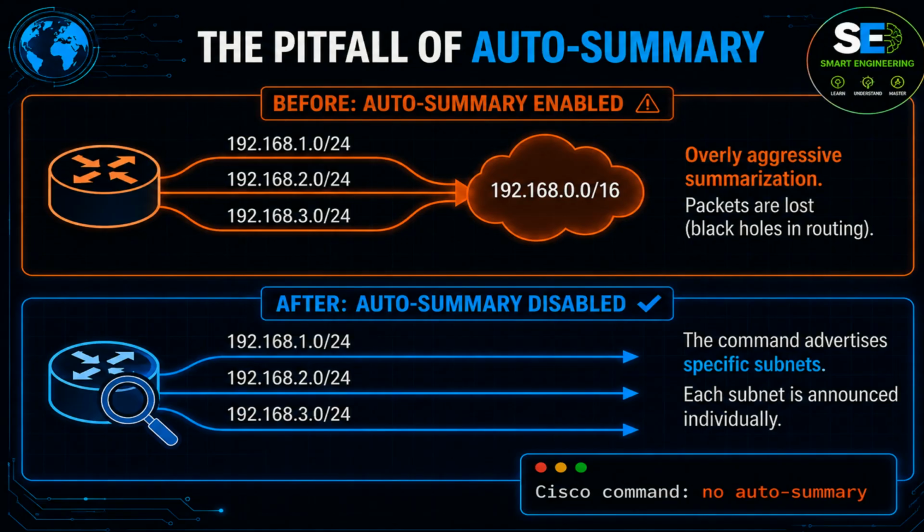In the second example, auto-summary is disabled using the Cisco command no auto-summary. Now, every subnet is advertised individually and precisely. Routers can clearly distinguish each destination network, which improves routing accuracy and network reliability. For modern networks using VLSM and complex addressing schemes, disabling auto-summary is considered an essential best practice.